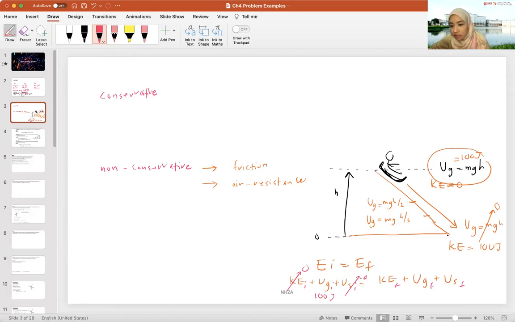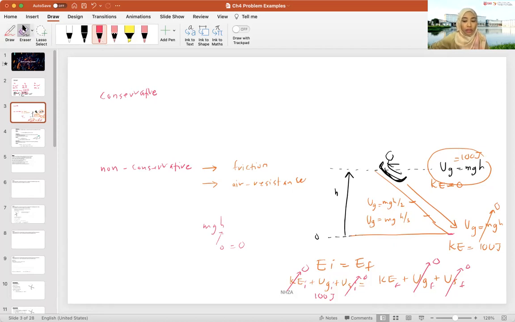And then when he reaches this point, his h becomes 0. So mgh, when your h is 0, this becomes 0. And then you don't have the spring, so that is 0. So your 100 joules is completely transformed into kinetic energy, whatever that velocity is. So that is when you have conservative forces.